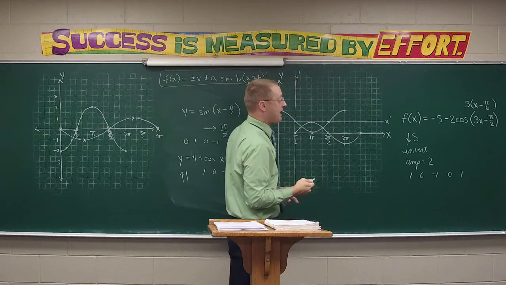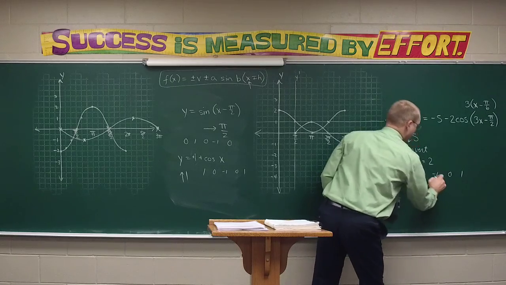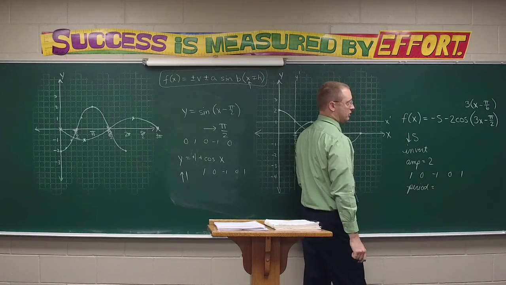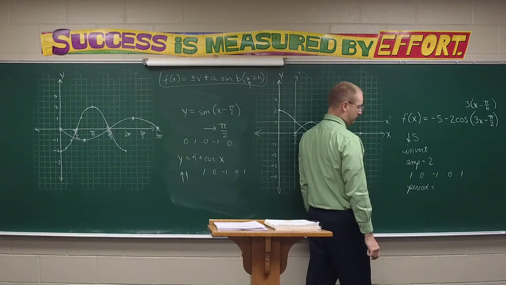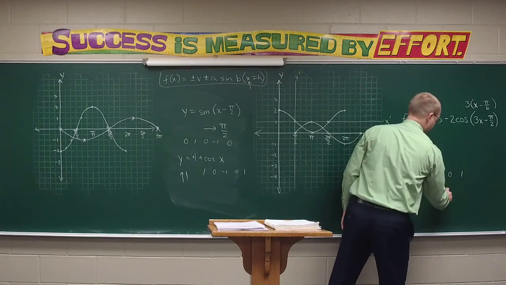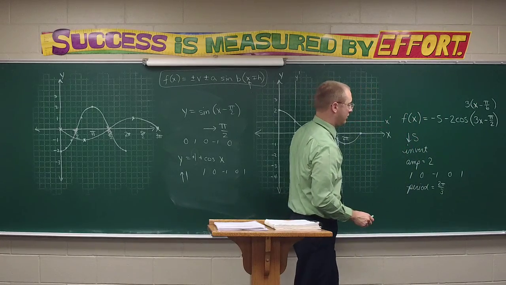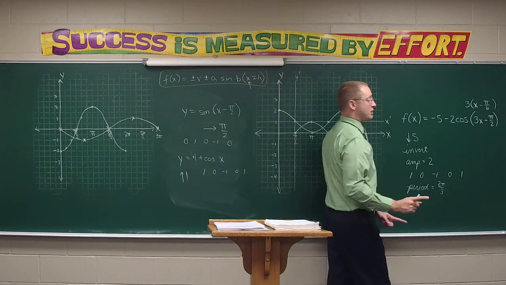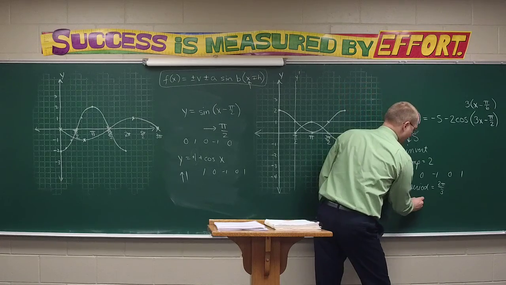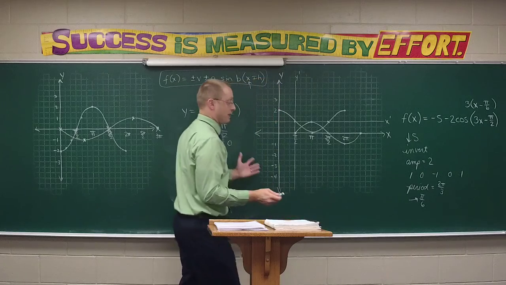So my period here is going to be, careful, 2 pi over 3. 2 pi over b. b is the 3. And then my horizontal shift is going to be negative pi over 6, but negative tells me which direction. Forward. So I'm going to shift forward pi over 6, which happens to be 1 box.